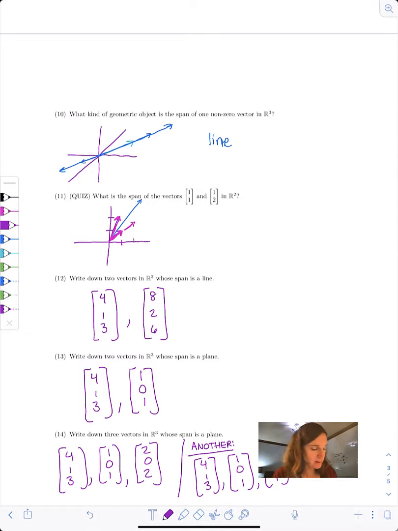It is in that span. And so that means that 5, 1, 4 isn't going to be a ticket off of that plane. So this is another example of 3 vectors in R3 whose span is still just a plane, a 2-dimensional thing rather than a 3-dimensional thing. And I think we'll stop there.